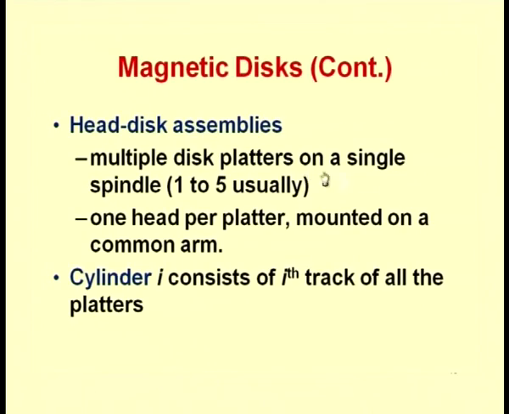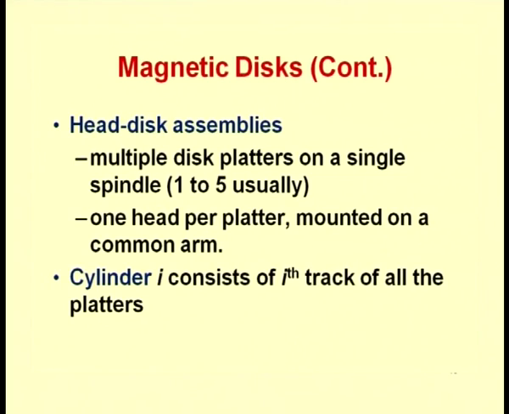In the head disk assemblies, you have multiple disk platters on a single spindle, usually 1 to 5, and one head per platter mounted on a common arm. That also you saw. There is a virtual cylinder, which actually links the ith track of all the platters. The advantage is if you store data on the ith track, then the read write head movement is reduced. If you want to access the next platter, the track is already in that position. Cylinder i is used to define that, and consists of the ith track of all the platters.